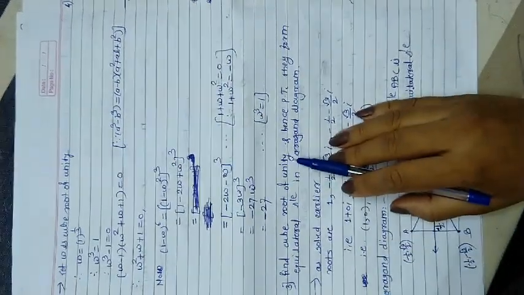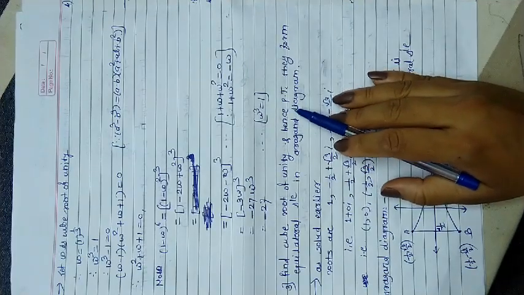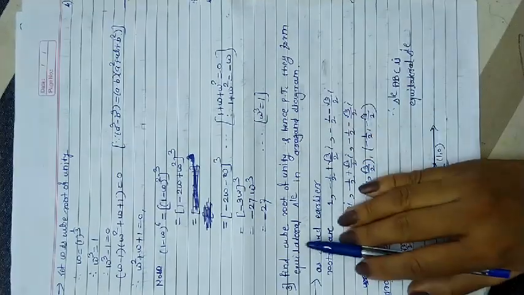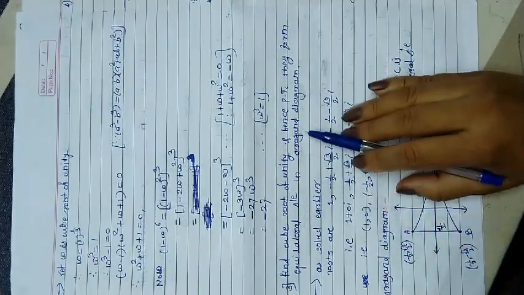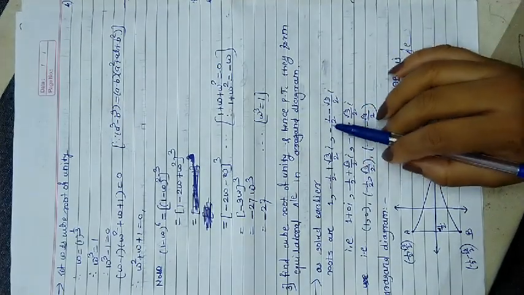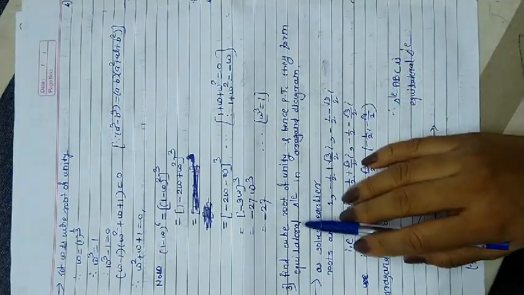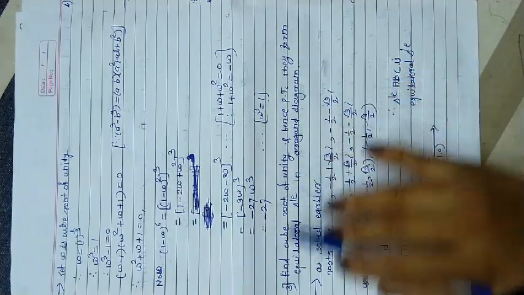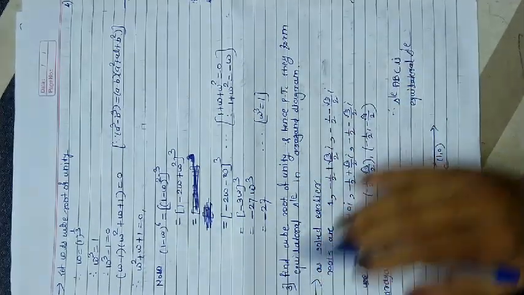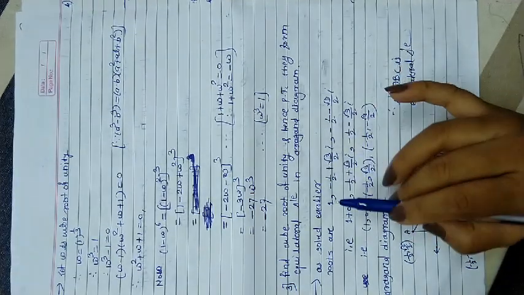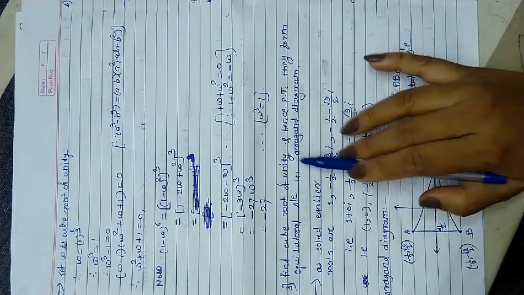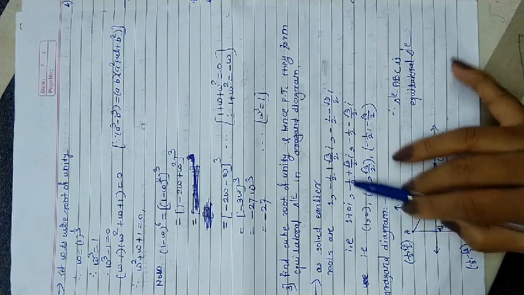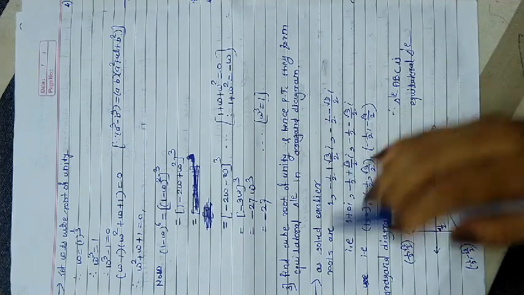Okay, now consider the next. Find the cube roots of unity and hence prove that they form an equilateral triangle in the Argand diagram. What do we have to prove? We have to first find the cube roots of unity. This question we have already solved in example number 1, so we just take the answer because we have already solved it earlier.